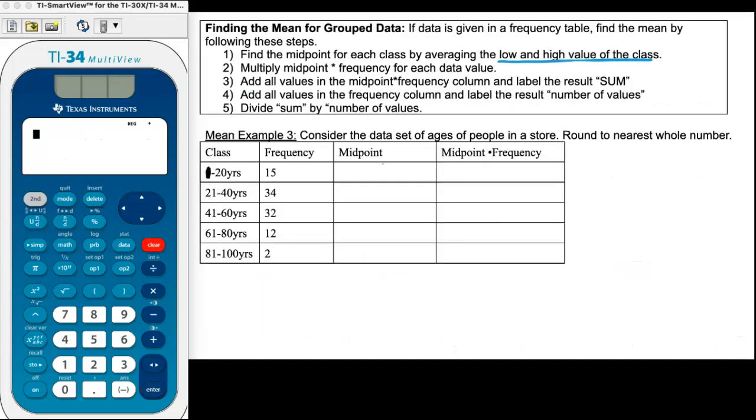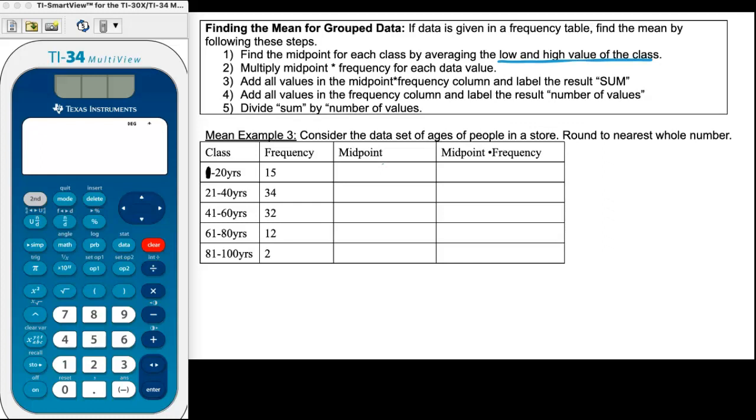So now we're going to find the mean for group data, and this is a little bit more complicated than the last couple of examples because we don't have a list of actual data. So take this example where we have this data set of ages of people in the store. So this means frequency of 15 means there's 15 people in the store that are between 1 and 20 years of age. 34 people are between 21 and 40. 32 are between 41 and 60 years of age, and so on.